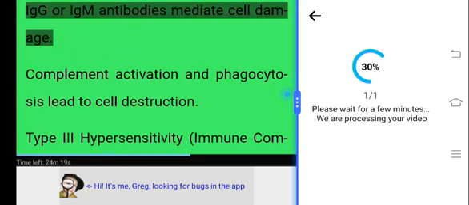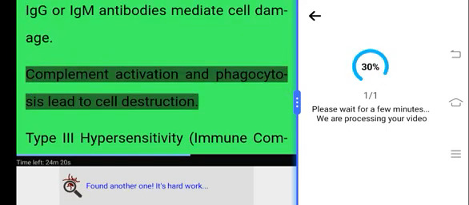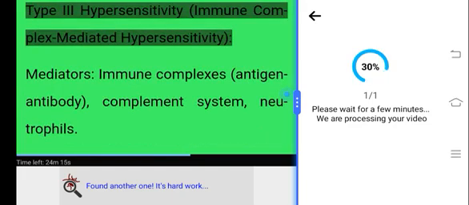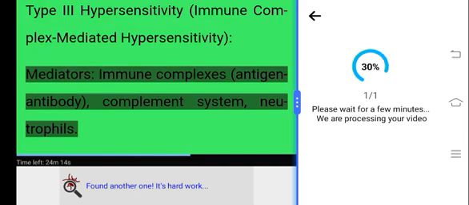Key points. IgE or IgM antibodies mediate cell damage. Complement activation and phagocytosis lead to cell destruction. Type 3 hypersensitivity, immune complex mediated hypersensitivity. Mediators, immune complexes, antigen antibody, complement system, neutrophils.